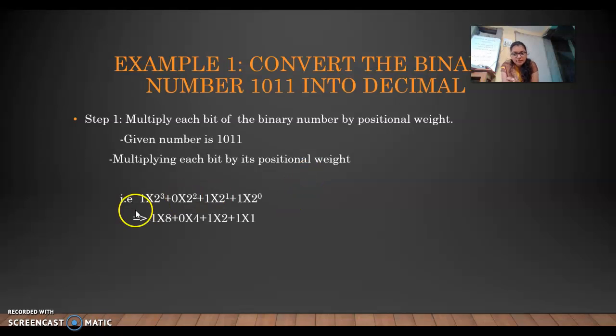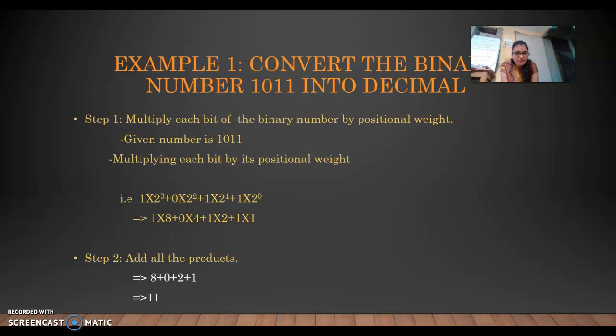Simplify it. 1 into 2 to the power 3 is 8, plus 0 into 2 to the power 2 is 4, plus 1 into 2 to the power 1 is 2, plus 1 into 2 to the power 0 is 1. The product terms are 8, 0, 2, 1: 1 into 8 is 8, 0 into 4 is 0, 1 into 2 is 2, 1 into 1 is 1. Add all the products, that is 8 plus 0 plus 2 plus 1. What will be the answer? 11. So 11 is the decimal equivalent of 1011.